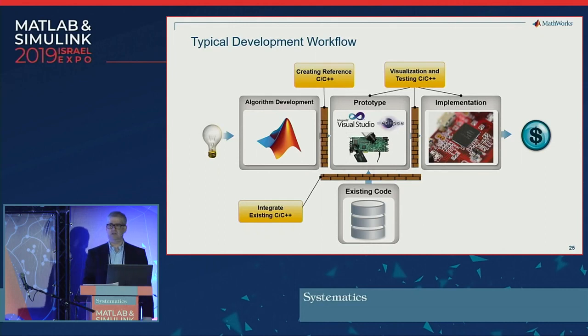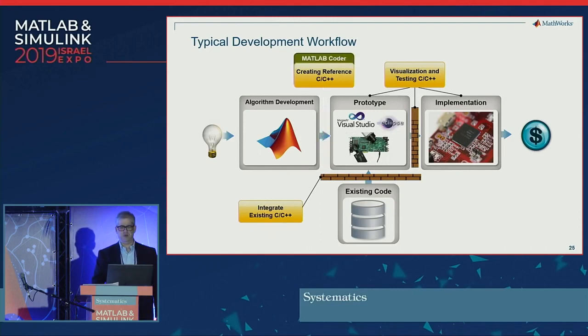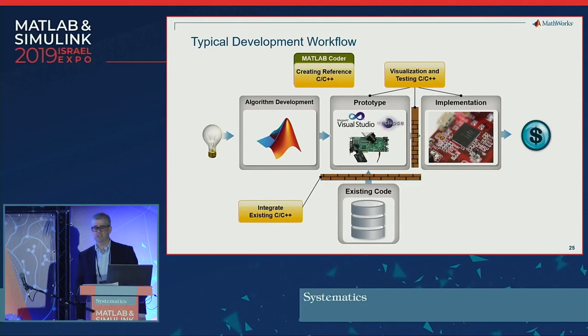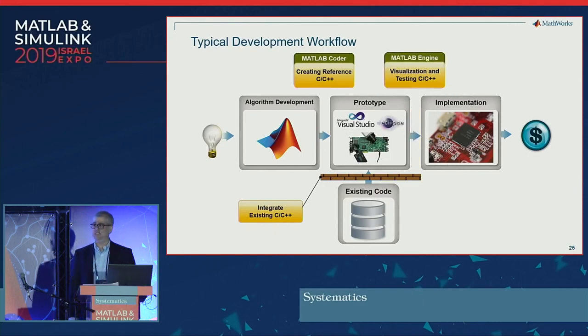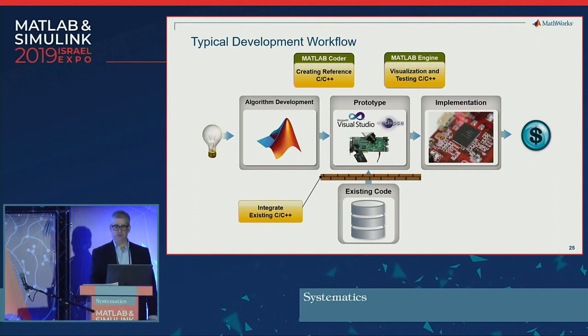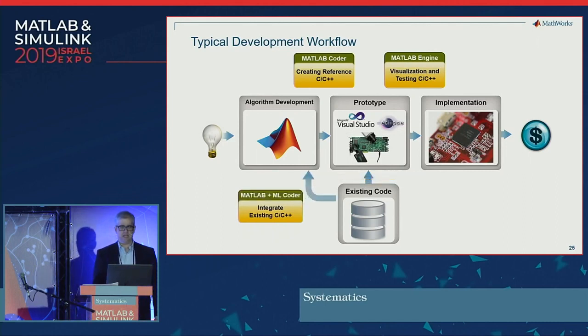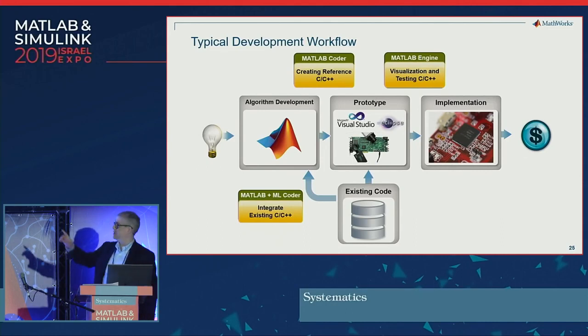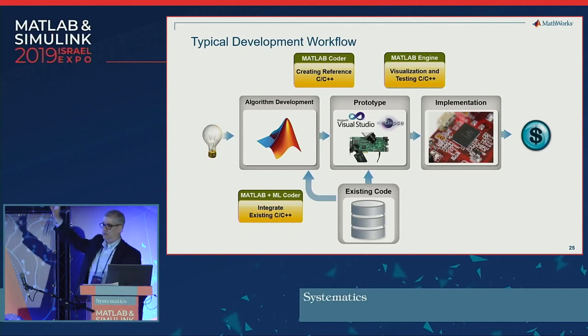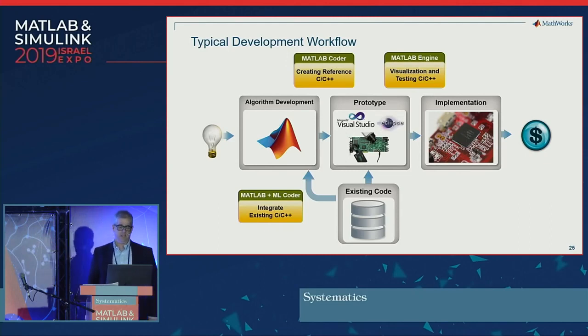All right, so here's the typical development workflow with all the walls you have to get over. With MATLAB Coder, you're able to generate reference C++ code. With MATLAB Engine, you can do visualization and testing of C and C++ in Visual Studio or Eclipse. And with MATLAB plus MATLAB Coder, you're able to take existing code, bring it into the algorithm development process, bring it into the prototyping step. And also, I didn't include an arrow from implementation. It goes actually down to your existing code base and then can come back up into algorithm development.